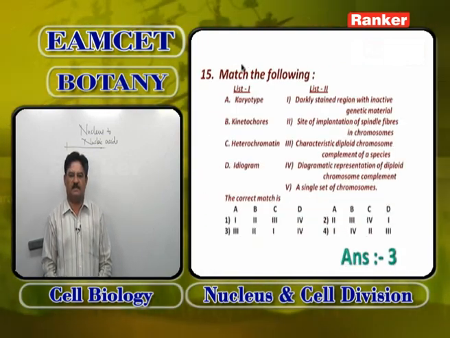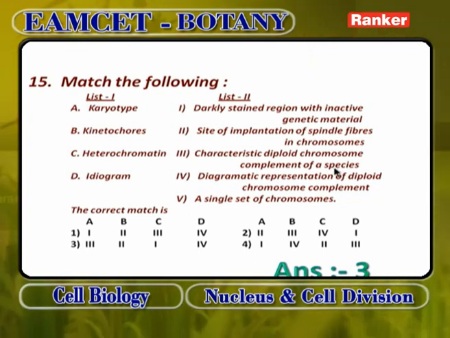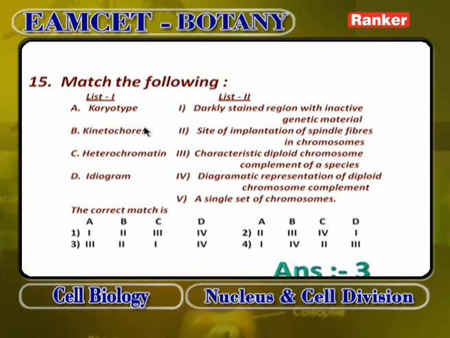This is a matching tabular form. Karyotype, kinetochore, heterochromatin, ideogram. Answer is 3 because karyotype A is 3. The characteristic diploid chromosome complement of a species, which gives shape, size, number and many other aspects, is called karyotype. So karyotype is 3A. Then B is 2, kinetochore, and darkly stained regions with inactive genetic material is heterochromatin, 1.